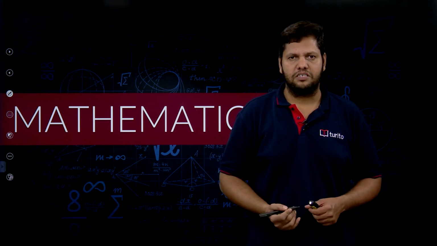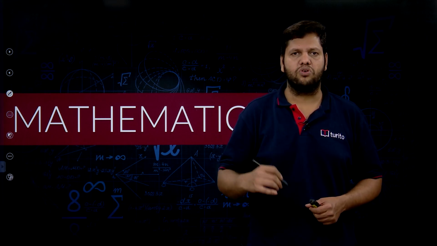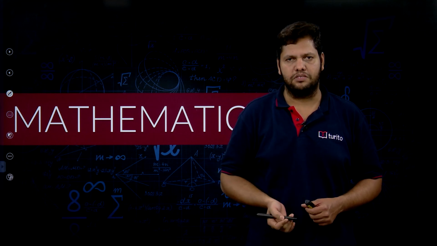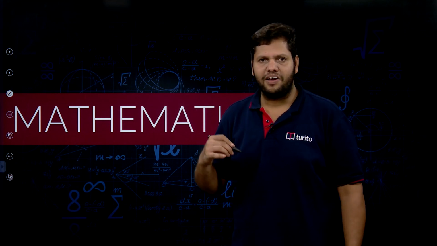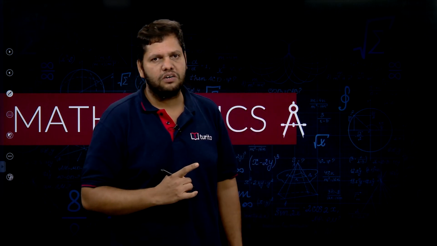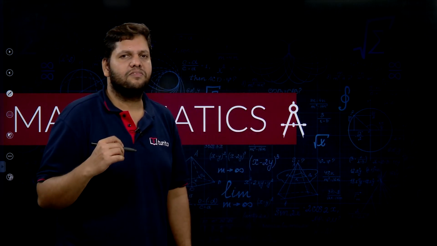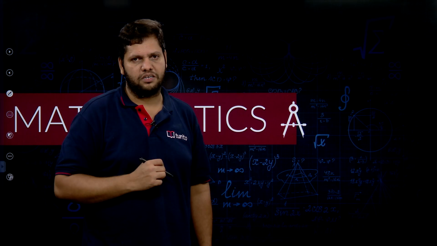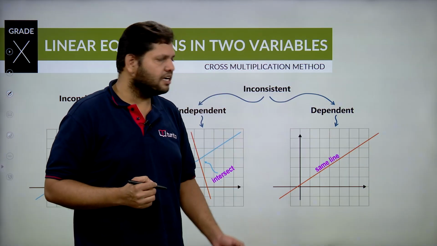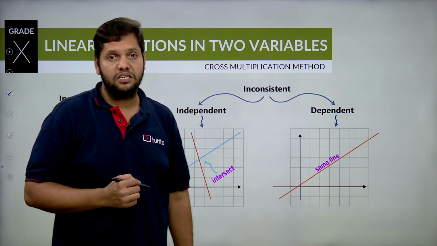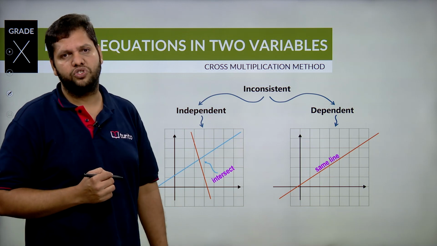Children, in the previous classes, we have discussed how to solve linear equations in two variables. For that, we have exactly three methods. The first method is the substitution method. The second method is the elimination method. And the third method is the cross multiplication method.